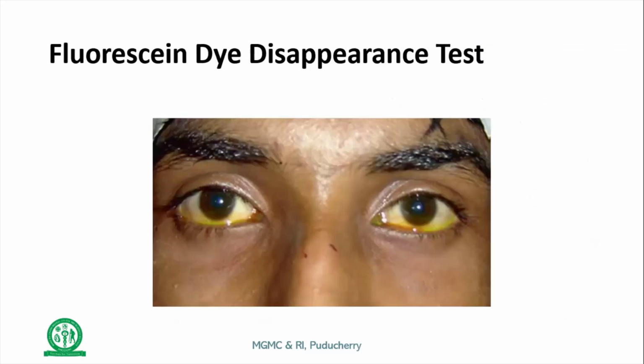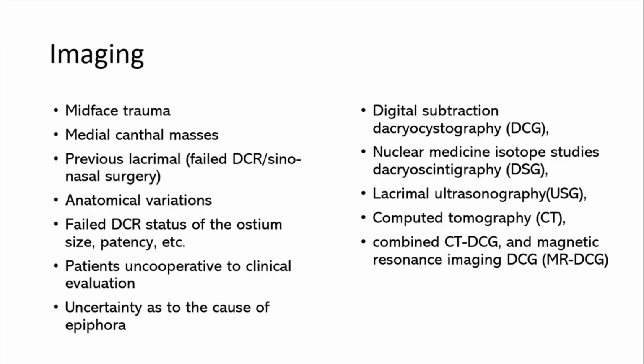The fluorescein dye disappearance test is a functional assessment. We instill the fluorescein dye into the conjunctiva, wait for 5 minutes, and see how much residual fluorescein is there in the conjunctival sac. This is followed by the Jones test, which is not done routinely nowadays.